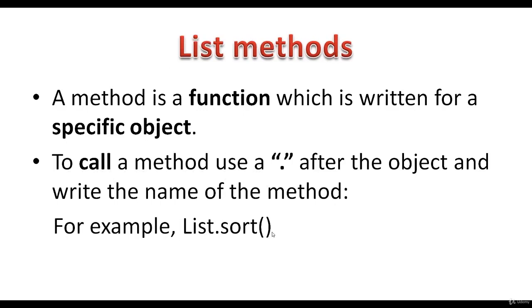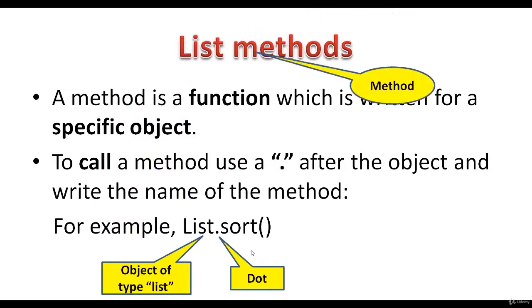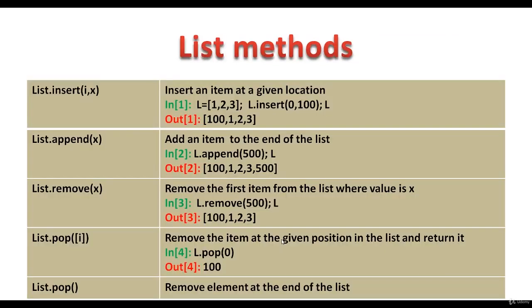in this code, list is the object of type list. Then you put dot. This is the method name, and parenthesis is always there with a method. These are the different methods applicable to list. Like list insert ix, it inserts an item at a given location.